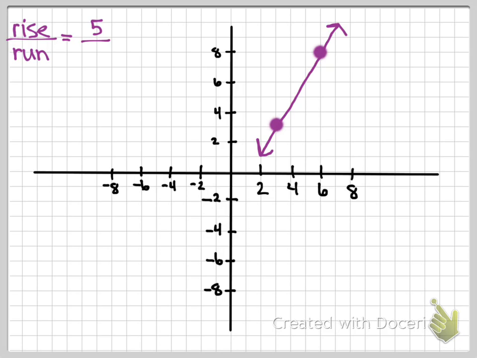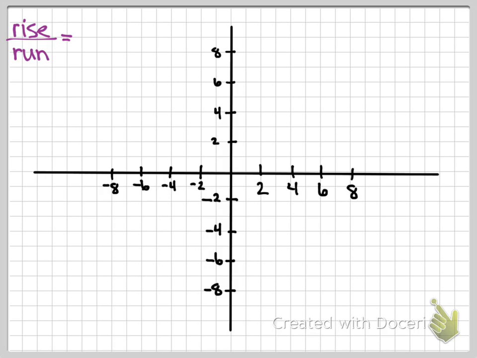My x value on my first point is at a 3, and then on my second point it's at a 6. So what's my change in my run? 3. So it's 5 over 3, and that's my slope. Okay? Rise over run.